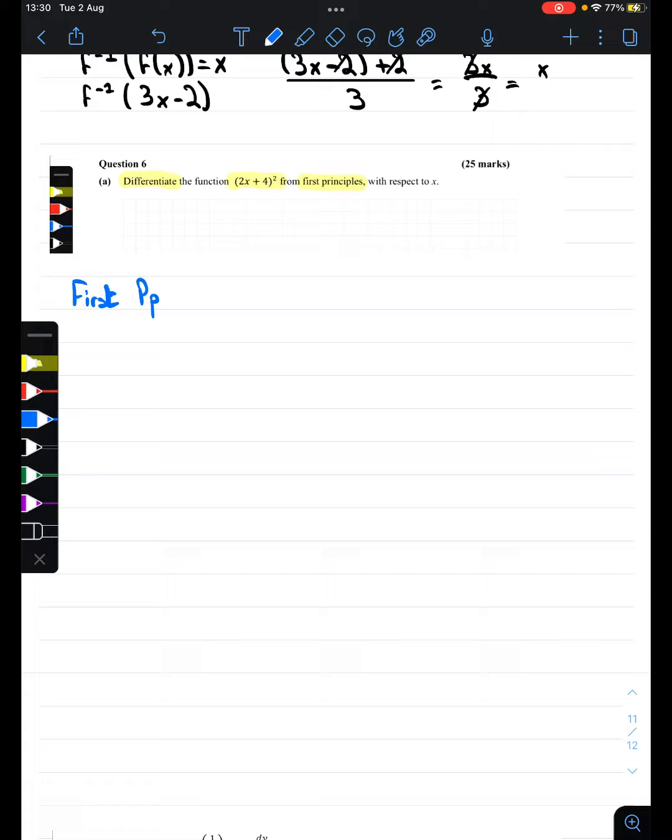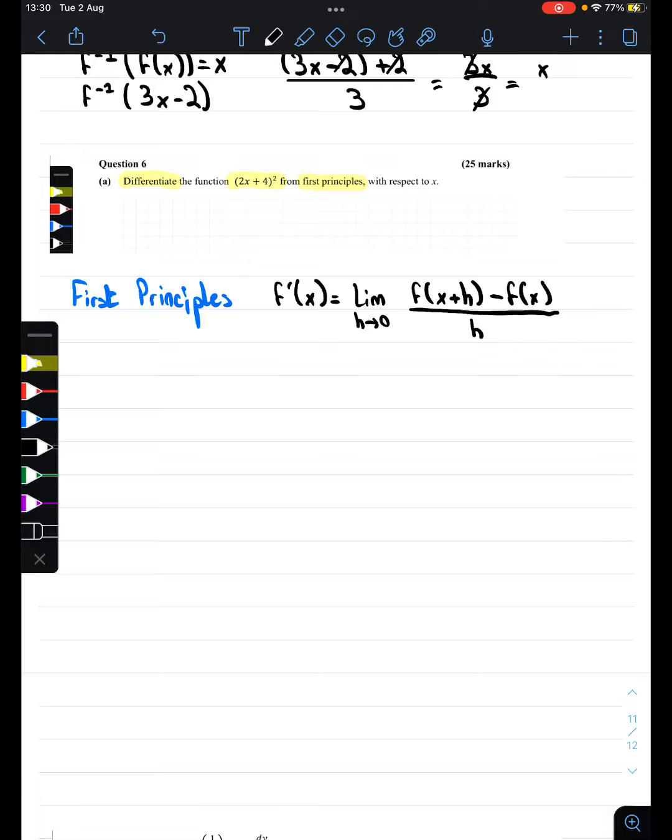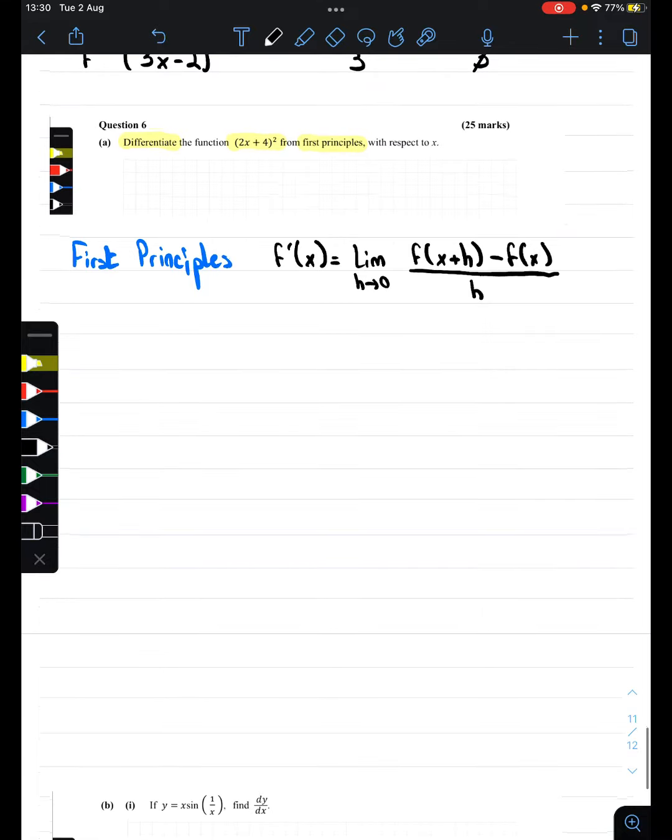Well, this is just using our definition of the derivative, which is f'(x) equals the limit as h goes to 0 of (f(x + h) - f(x)) over h. So it's like the instantaneous slope.